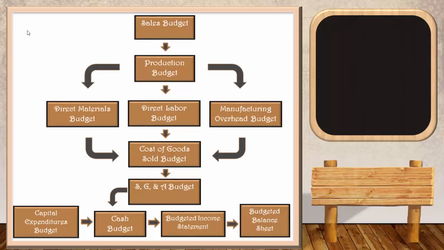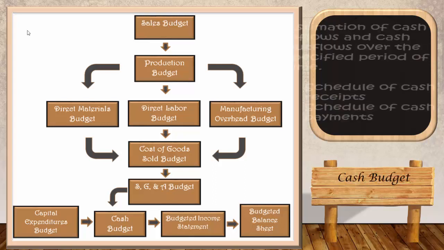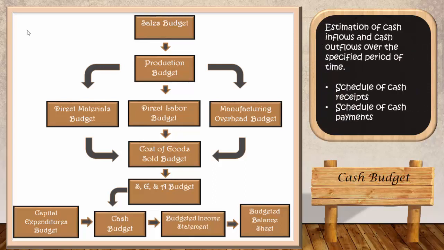So now that we've completed all of our lower level budgets, the sales budget, the production budget, the direct materials budget, the direct labor budget, the manufacturing overhead budget, the cost of goods sold budget, and the SG&A budget, we can move on to our cash budget. This is going to estimate the company's cash inflows and outflows over this period of time. Essentially, when are we going to receive money and when do we have to pay out cash to the people that we owe money to?